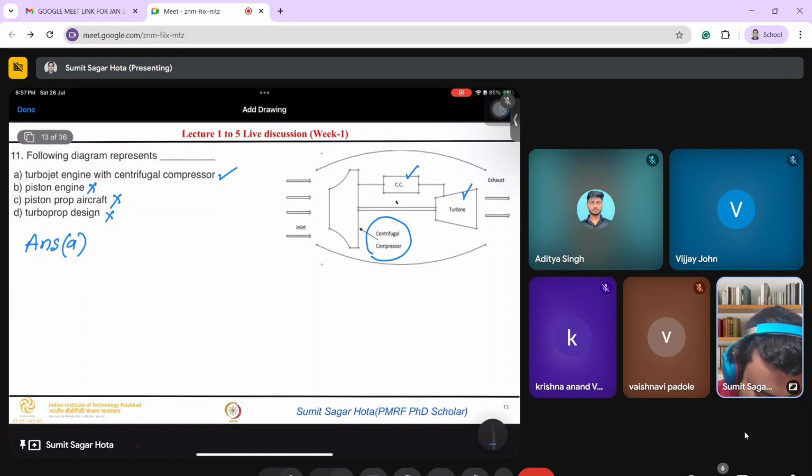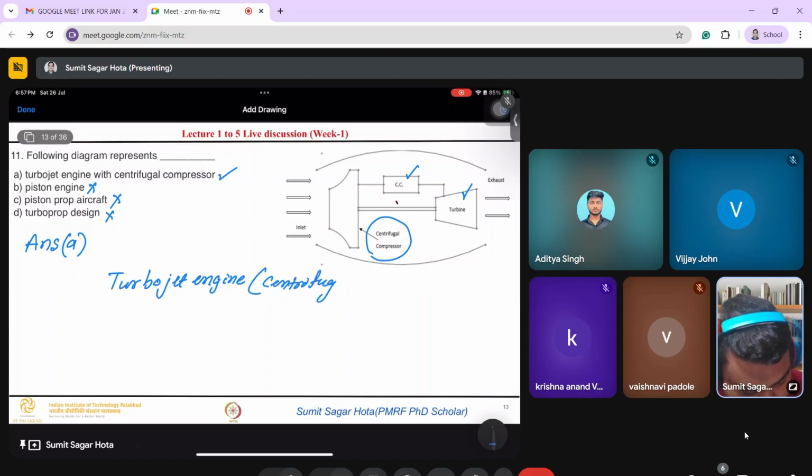So this is a turbojet engine. It consists of one combustion chamber, one turbine, and one centrifugal compressor.